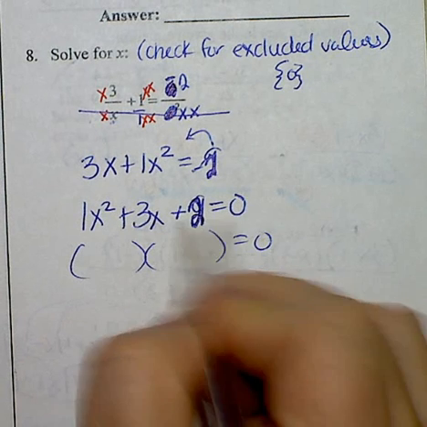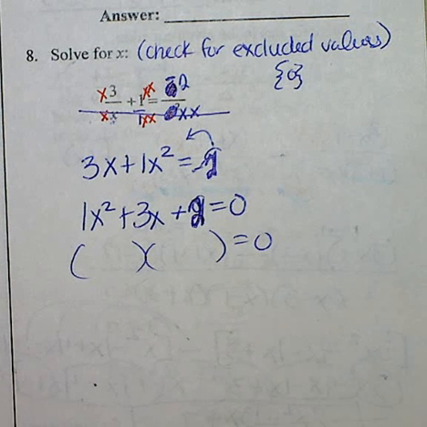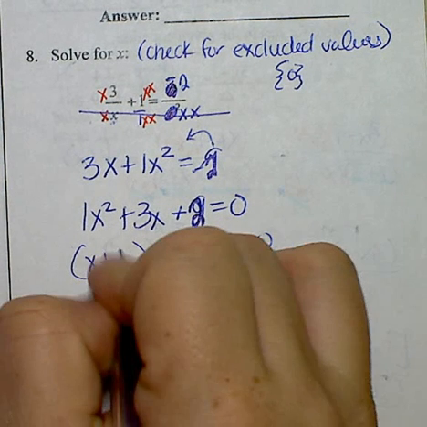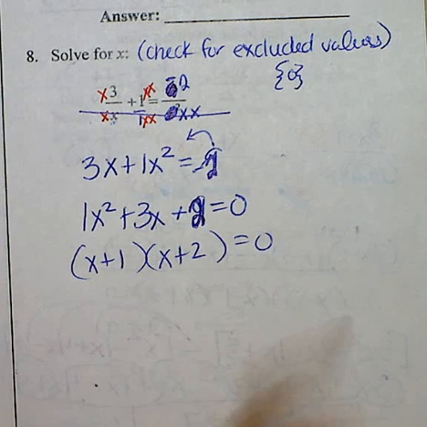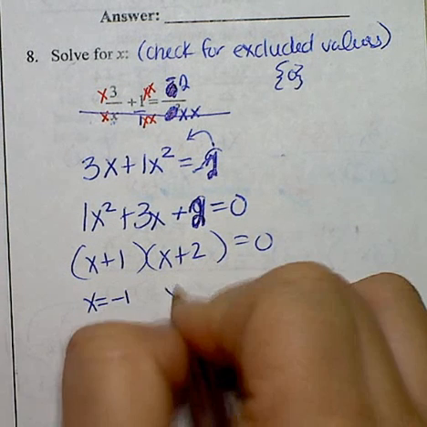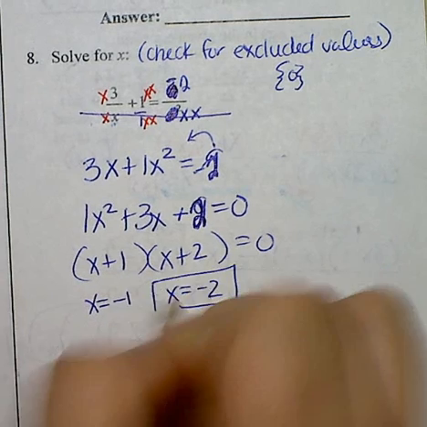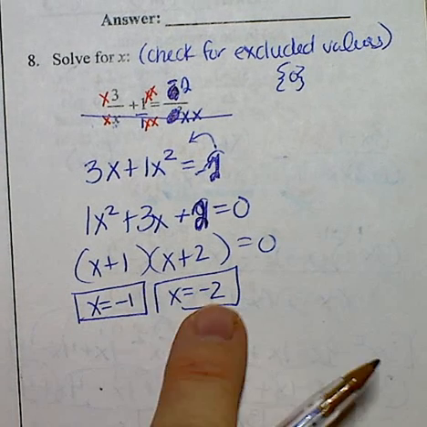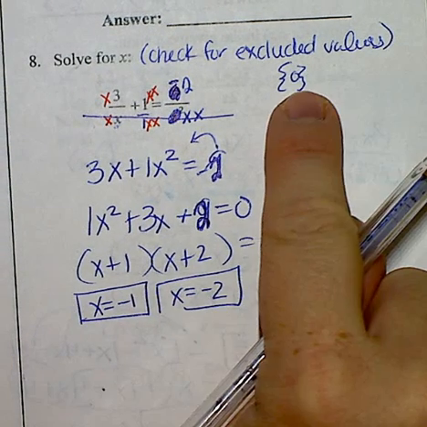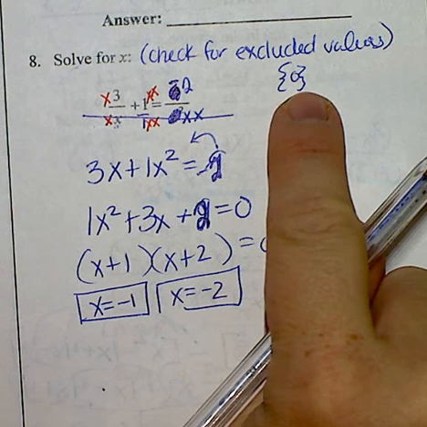What multiplies to give you positive 2 and combines to give you 3? x plus 1 and x plus 2. So the answer would be negative 1 and negative 2. The only thing we have to check is, are either one of these values part of the excluded values? Yes or no? There, we're good to go.